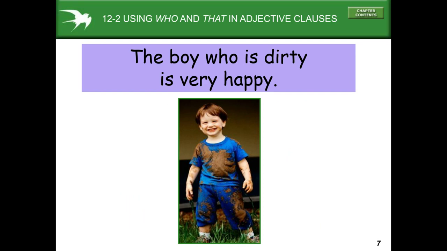So let's take a look at this example right here. It's one of my favorite examples because it reminds me of my son. The boy who is dirty is very happy. Yes, he looks very happy. So you can see in this sentence, you have the boy, that's our subject, who is dirty. Oh, that's our adjective clause. And you can see it goes after our noun here, is very happy. So an adjective clause can be right in the middle of a sentence, directly following a noun.